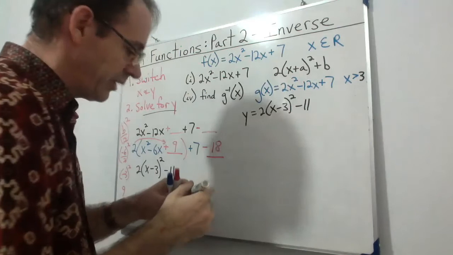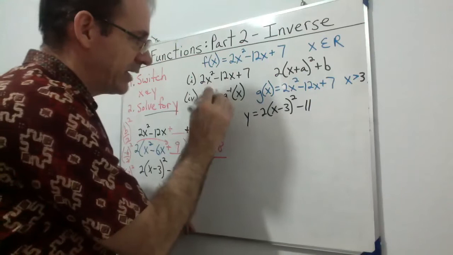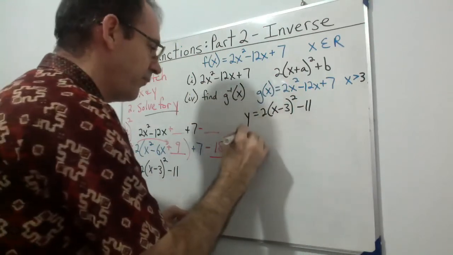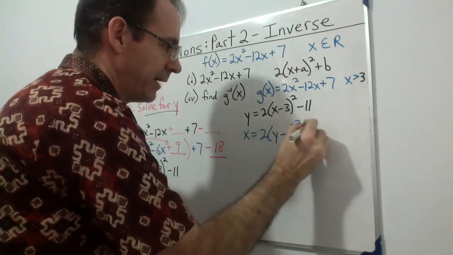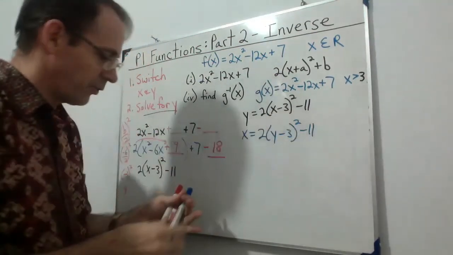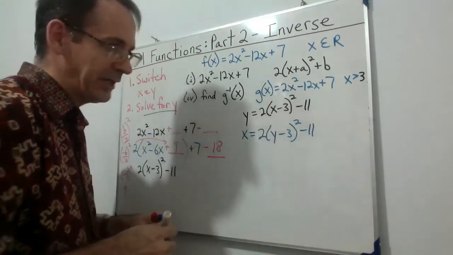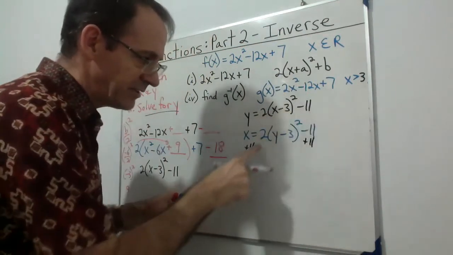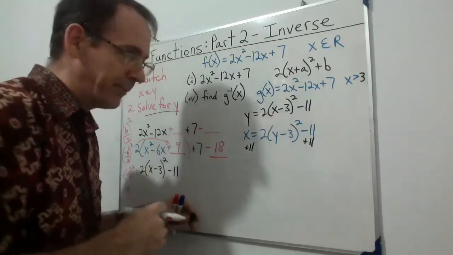So now we can switch x and y. This is the important thing to remember when you're doing an inverse function of a quadratic. You must be in this complete the square form. X equals 2y minus 3 squared minus 11. Now it's a lot easier to solve for the y. So you have to be careful, though, to do it in the opposite order of operations. So I need to add the 11 first. So make sure out of all these things, don't divide by 2 first. You have to go backwards through your order of operations.